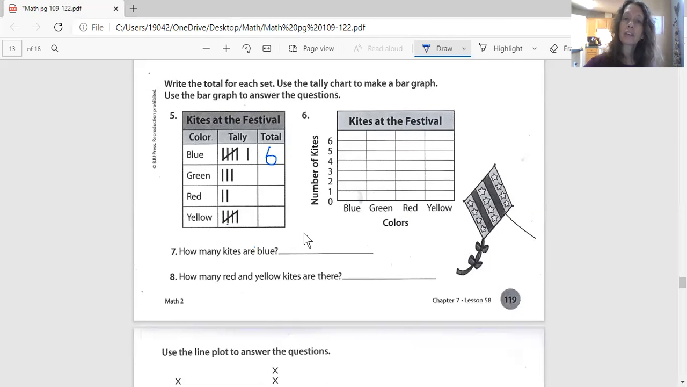Okay, kites at the festival. My labels are number of kites and colors. So now we need to put this information over here. And here's how we do it. We learned the number of blue kites was 6. So we go up to the 6 and we start coloring.